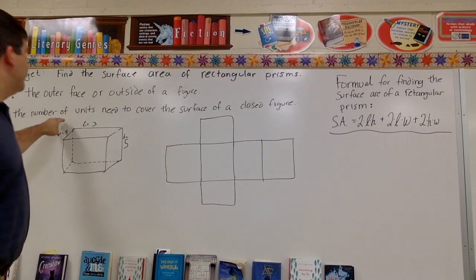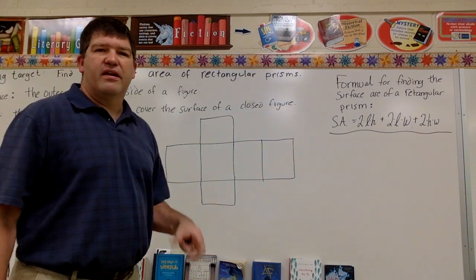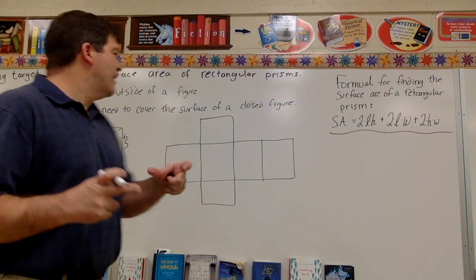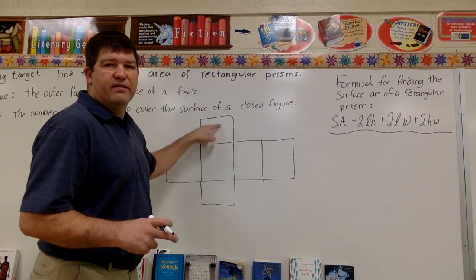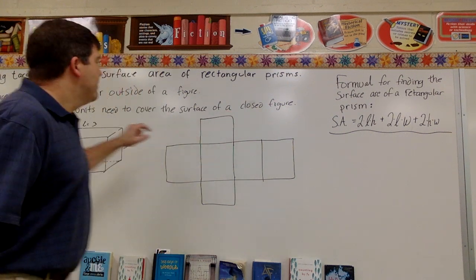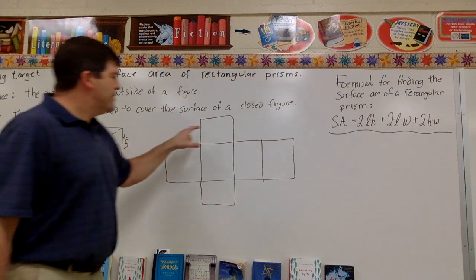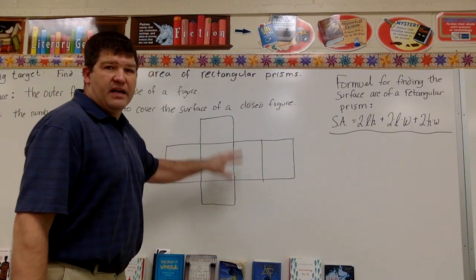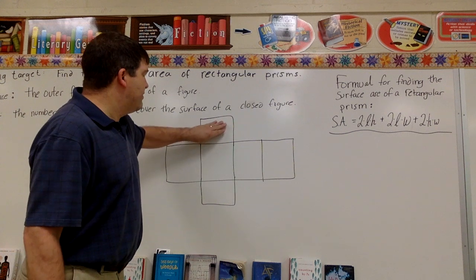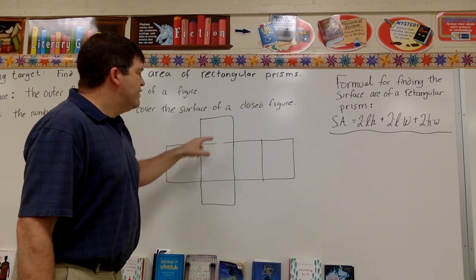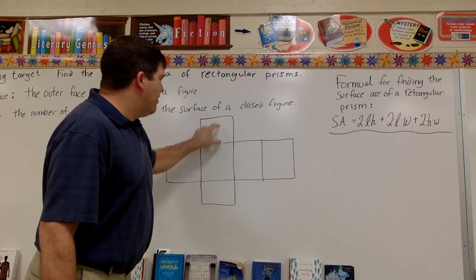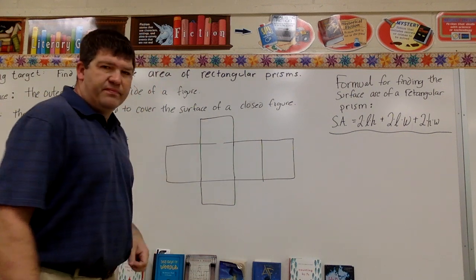Defining the area. The area is the number of units that you need to cover one area, like one cloth. Area of a surface of a closed figure. Okay, so surface area, the surface is all of the outer faces, and an area is of one. So surface area would be all of these added up together.